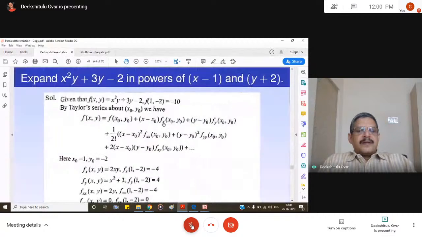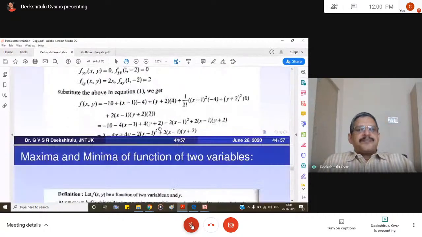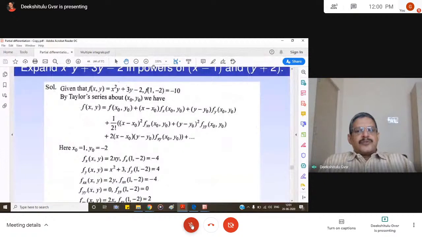Similarly, we have another problem. Taylor series expansion of these two functions like this. Okay.